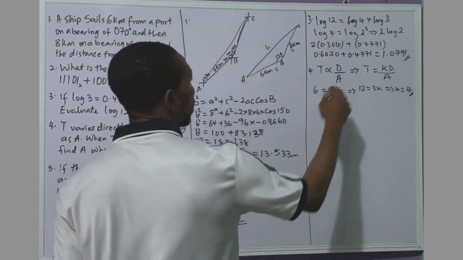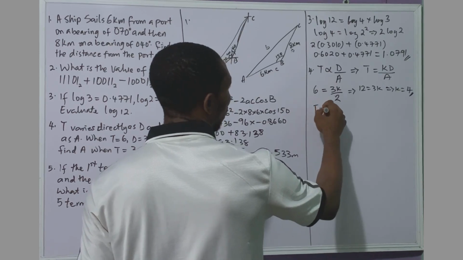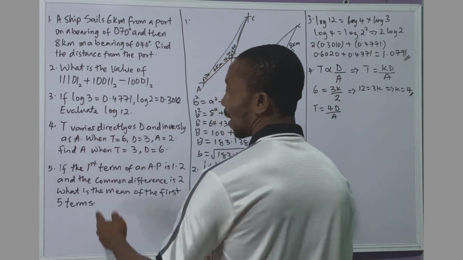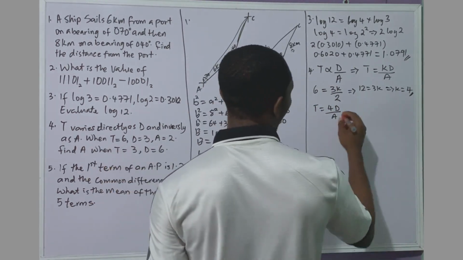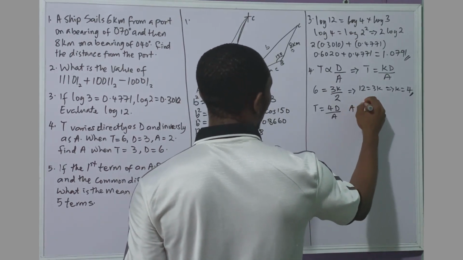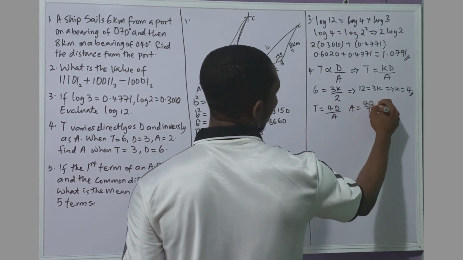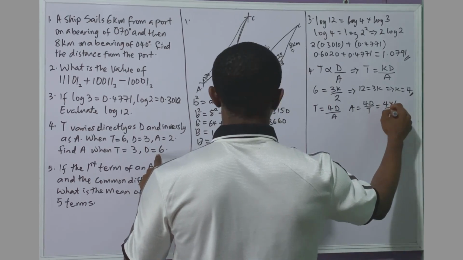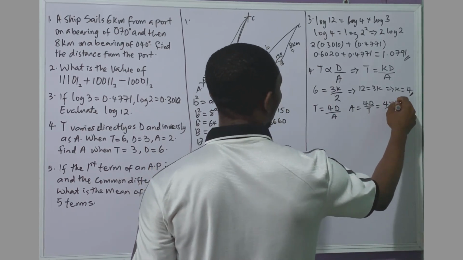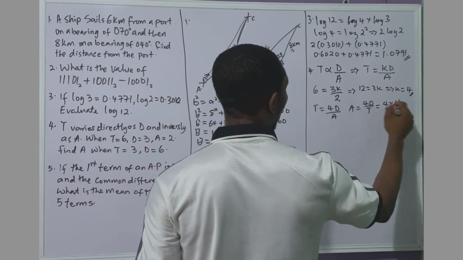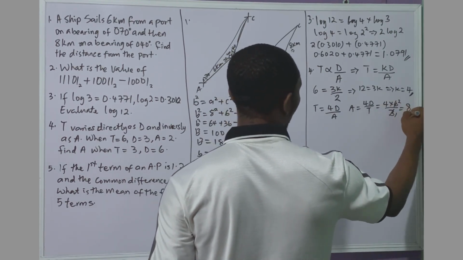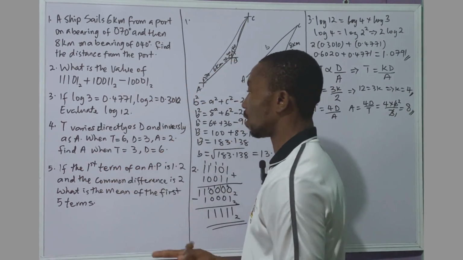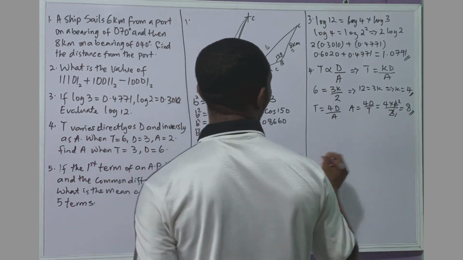Alright, now back to our equation here, t equals 4d over a. And now we are asked to find a when t is 3. So a equals 4d over t, which is going to be 4 times 6 over 3. So 3 here 1, 3 here 2. So a equals 4 times 2 will be 8. So when t is 3, d is 6, a would be 8.